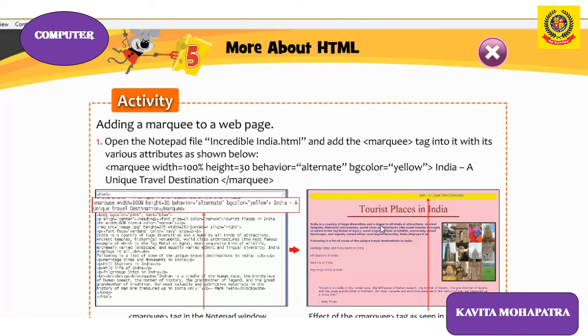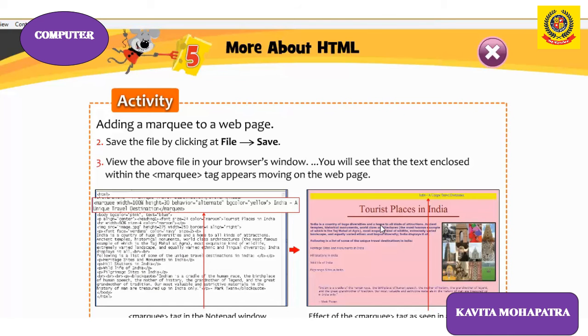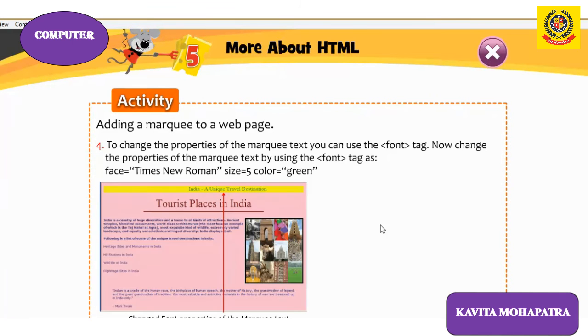So this is the effect of the marquee tag when you write it. Marquee means it moves from left to right. You must have seen in the news the scrolling text, the headlines, move across the screen. So that is the marquee tag. So children, practice this HTML coding.